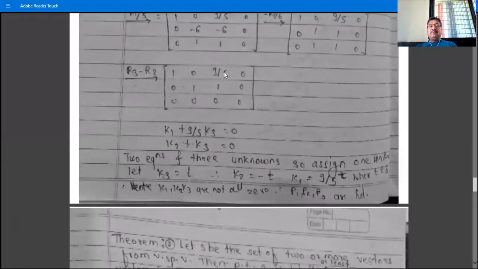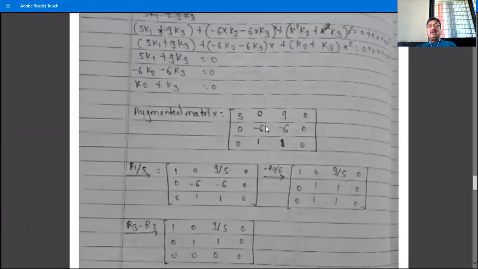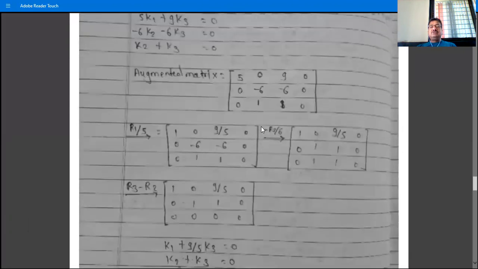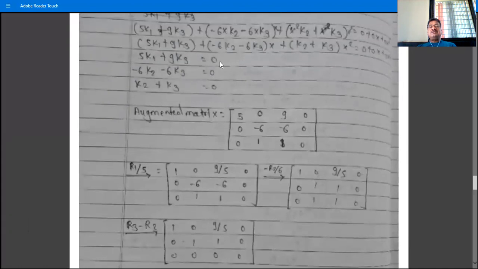So if the rank of A is equal to the rank of AB is equal to 3, then all these K1, K2, K3 are equal to 0. So remember these things. We have to use these things in the next theorem. That is, the homogeneous system is always consistent. But if the rank of A is equal to the rank of AB, which is strictly less than the number of unknowns, in that case the system has non-trivial solutions. It means the system has a non-zero solution, which means the values of the unknowns K1, K2, K3 are not all 0.